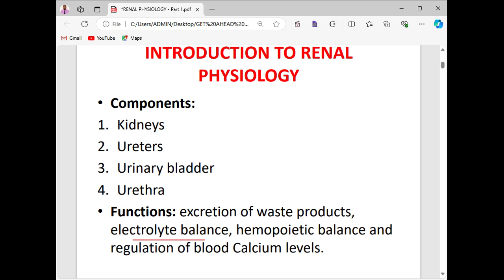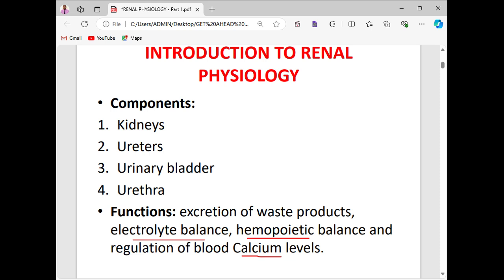Another function is that it is involved in regulation of blood pressure, though we've not included it here on the slides, and acid base balance. It has to do with bone health, where we link it to calcium levels. It has to do with hemopoietic balance. So those are the functions of the urinary system, or the renal system.